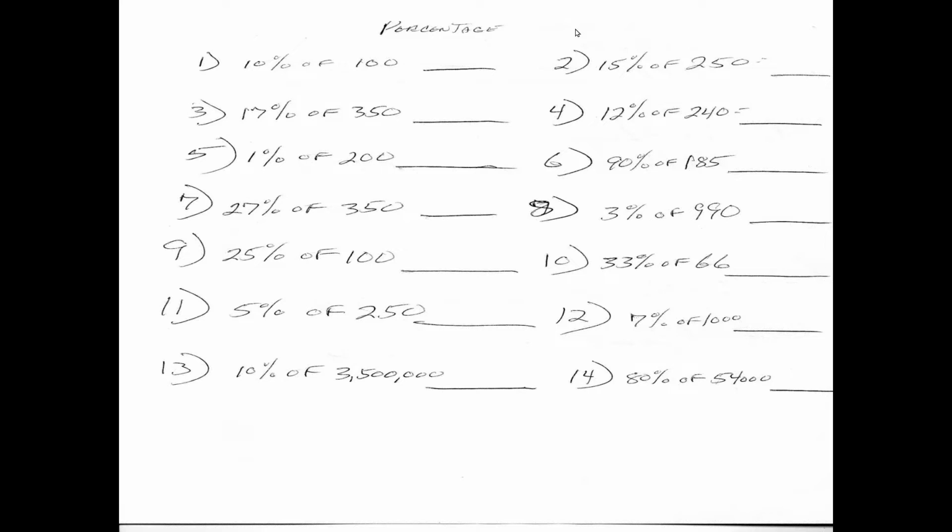12.5. 12.5. 7% of 1,000 is 70. 70. 10% of 3,500,000. That's just usually when you have 10%, you can just slip the decimal. 350,000, right? And 80% of 54,000 is one more. Well, I'll tell you, it's 43,200.